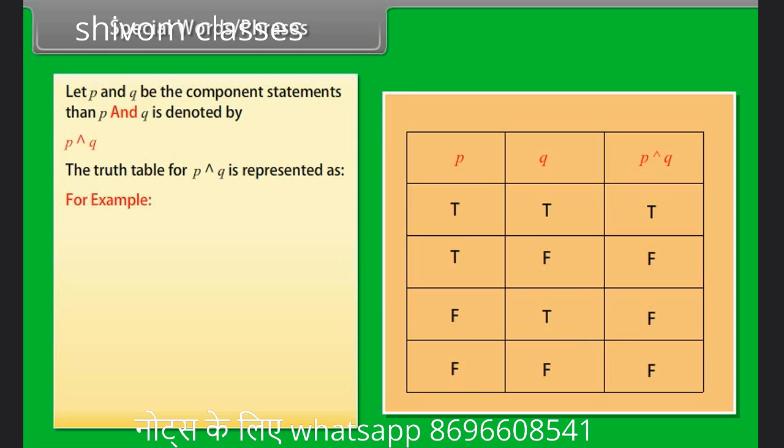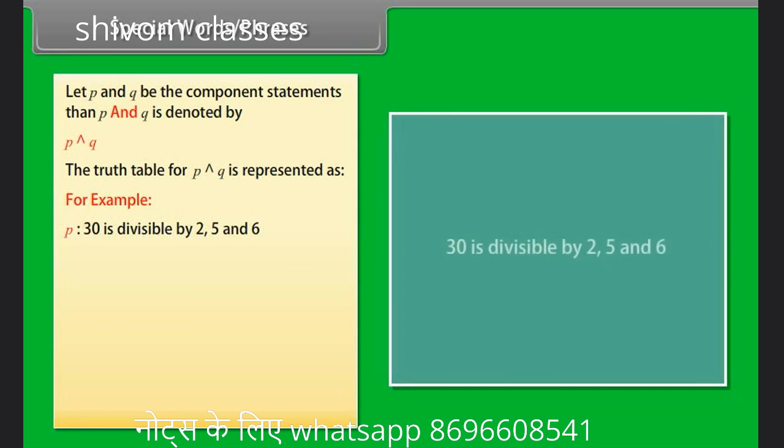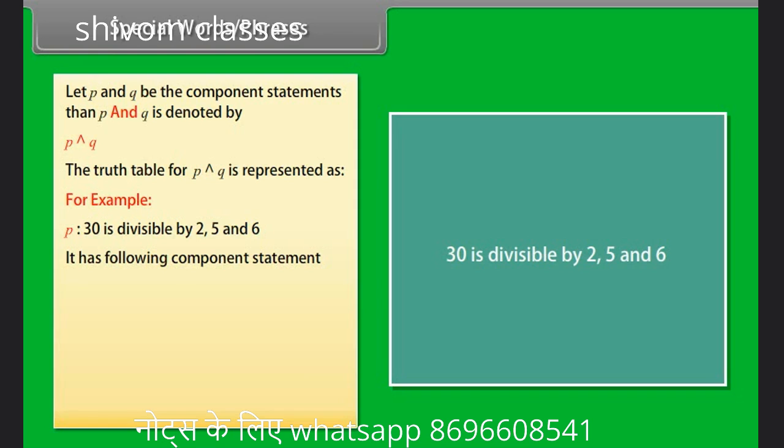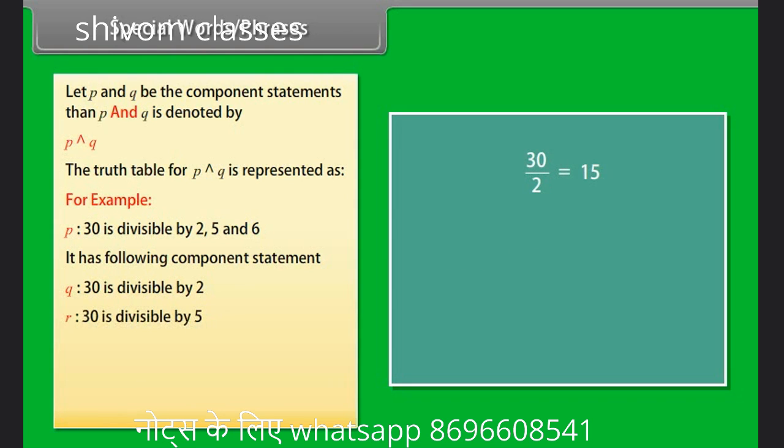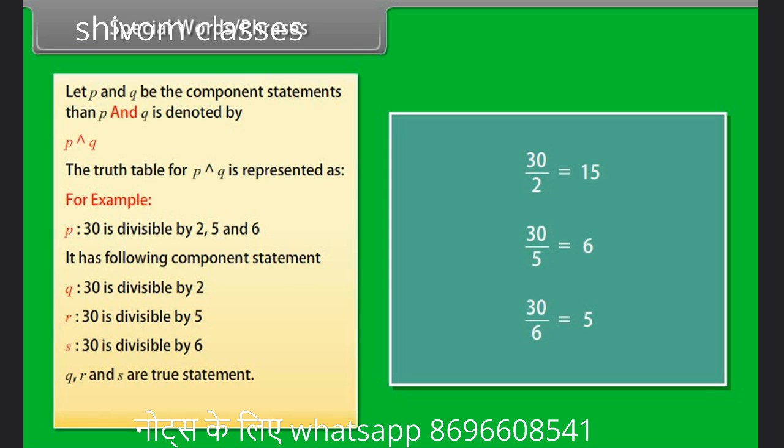For P false and Q false, the P and Q is false. For example, P is a statement that 30 is divisible by 2, 5 and 6. It has the following component statements. Q is a statement that 30 is divisible by 2. R is a statement that 30 is divisible by 5. S is a statement that 30 is divisible by 6. Q, R and S are true statements. Also, P is a true statement.